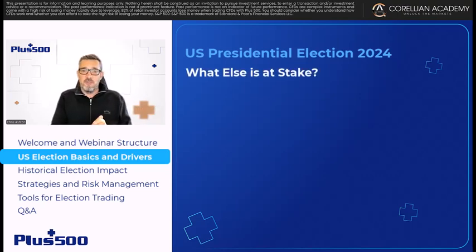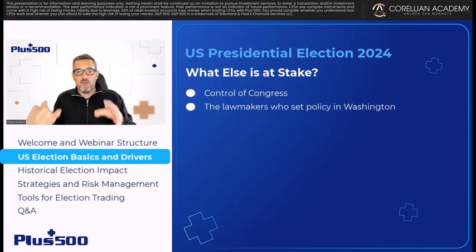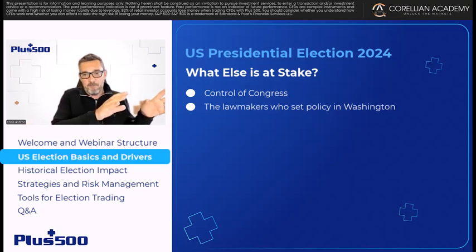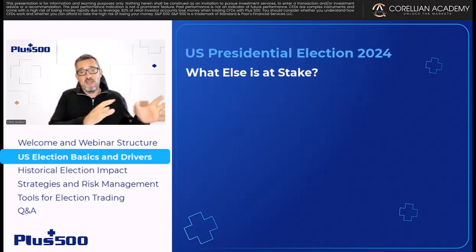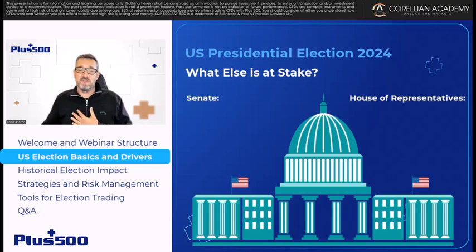Also at stake on November the 5th is control of Congress. These are the lawmakers who set policy in Washington and will either support the new president's agenda, clearing the way for the new policies to quickly become law, or make things very difficult for the new president by either forcing amendments, watering down proposed laws, or blocking them altogether. Congress is made up of the Senate and the House of Representatives.